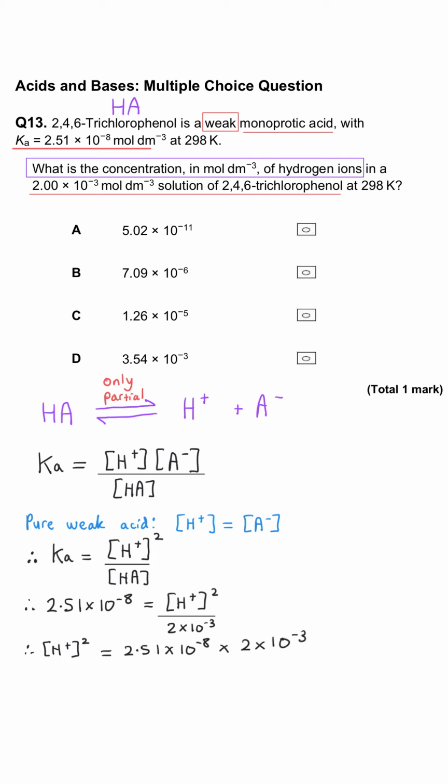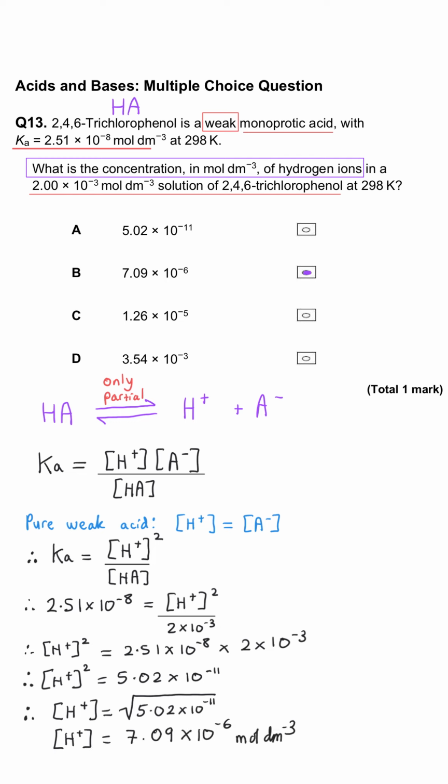And then when we rearrange that, we get H plus concentration squared is 2.51 times 10 to the minus 8 multiplied by 2 times 10 to the minus 3, which gives us 5.02 times 10 to the minus 11. And so to find the hydrogen ion concentration, which is what we've been asked to do, we just need to square root that value. And so we get an answer of 7.09 times 10 to the minus 6. And so B is the correct answer.